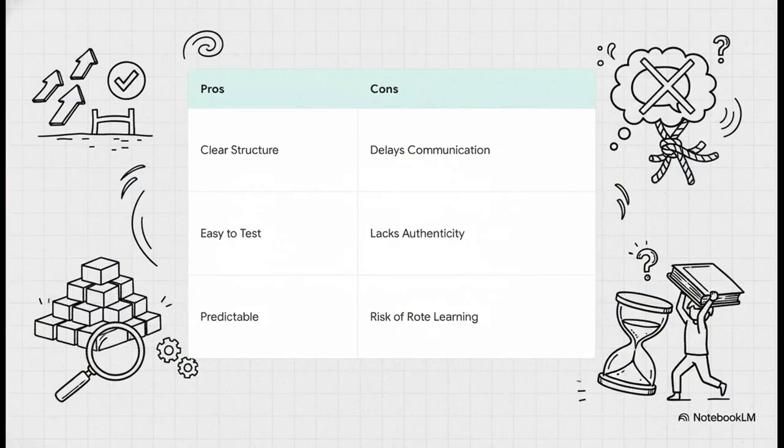Okay, but with this approach, there's a pretty clear trade-off. On the plus side, it's super organized, right? Your progress is easy to track, and it's a piece of cake to test. But the downsides are pretty big. For one, real, actual conversation can get pushed back for months, sometimes even years. And there's this massive risk that students just end up memorizing a bunch of rules without ever really learning how to use the language in a real-life chat.